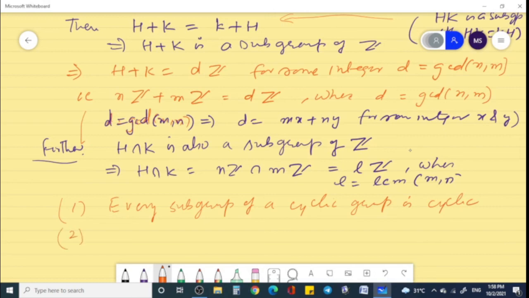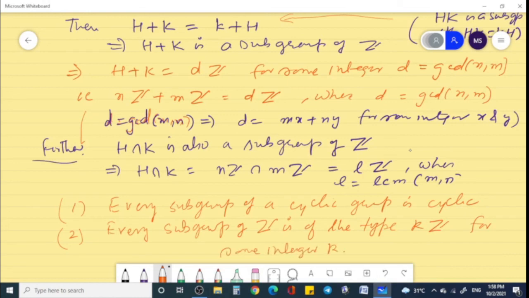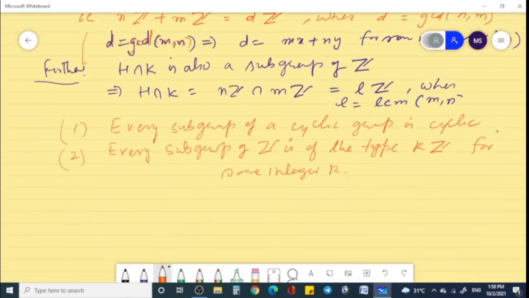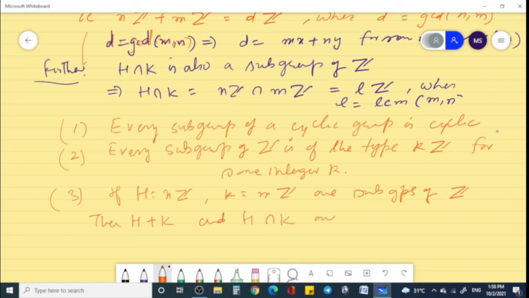Okay, from this fact we came to know that every subgroup of Z is of the type kZ for some integer k, and third, if H equals nZ and K equals mZ are subgroups of Z, then H plus K and H intersection K are subgroups of Z, and that implies H plus K and H intersection K are cyclic subgroups.